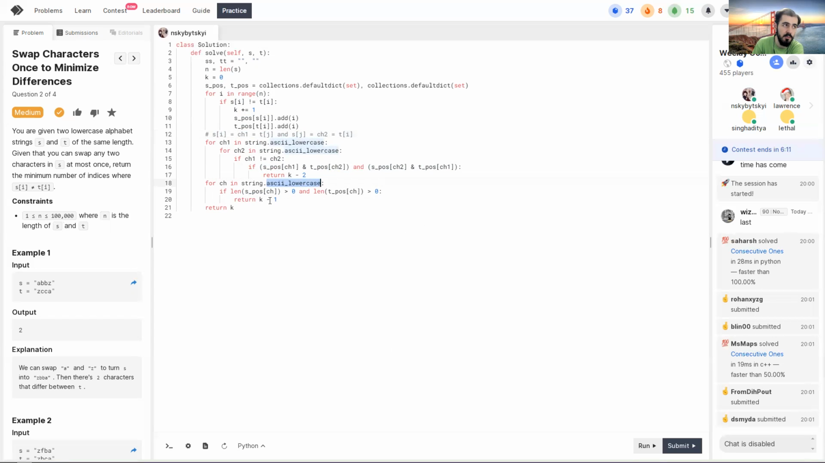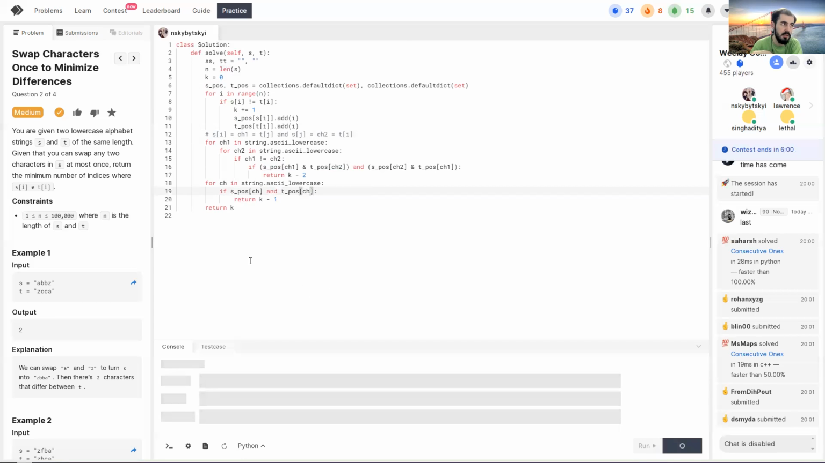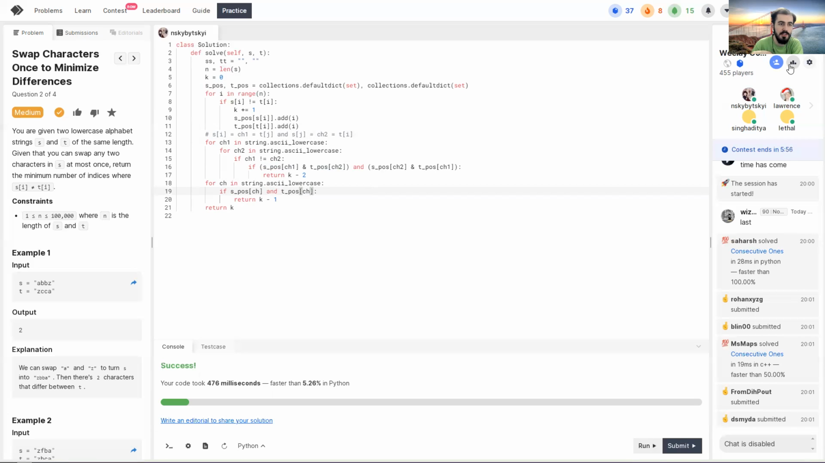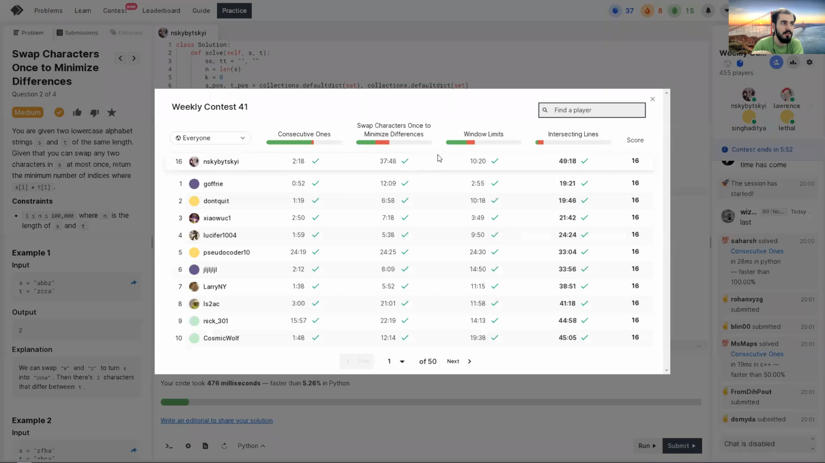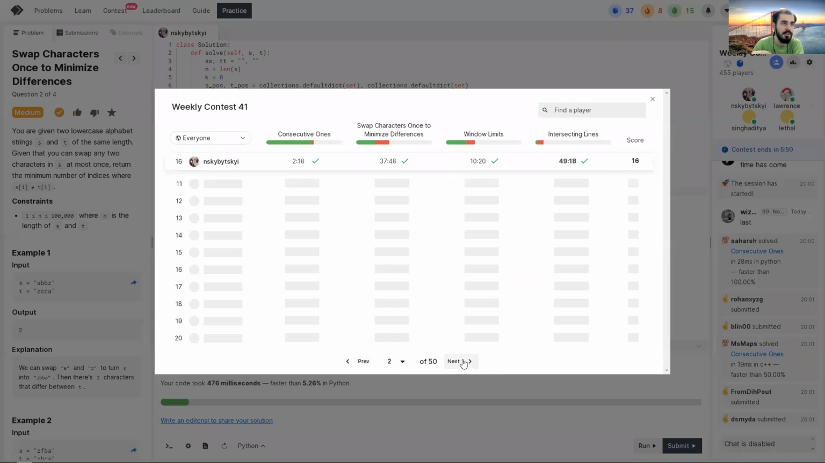One position is possible when we have one character that appears in both strings as an incorrect character. Will it change our standings? I hope it does not change our standings. Yes, okay, whatever.